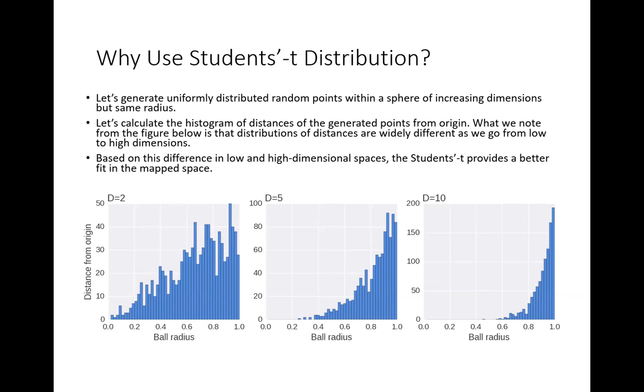All right. So now the question is, how do we get the mapping? We know how to measure the similarity and why we want to use the student t distribution. But the question is, how do we actually get the mapping done?